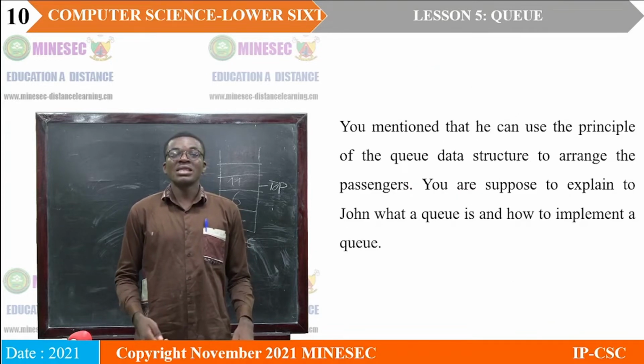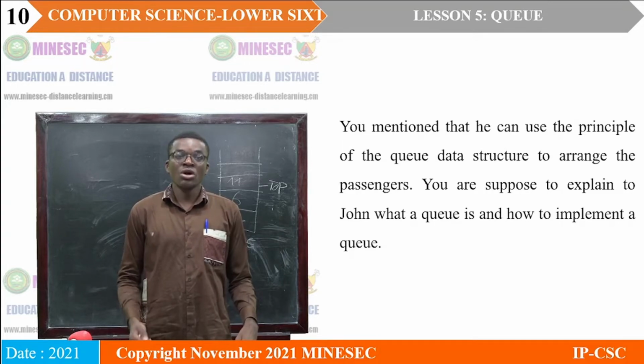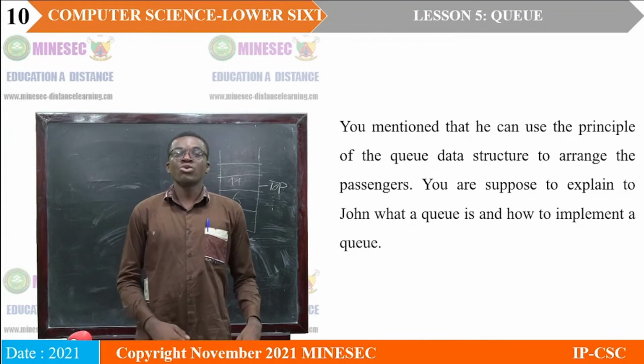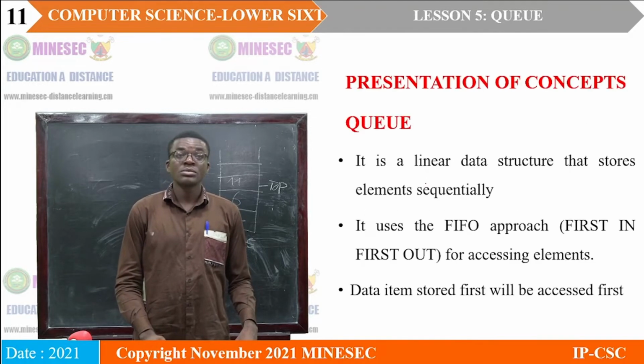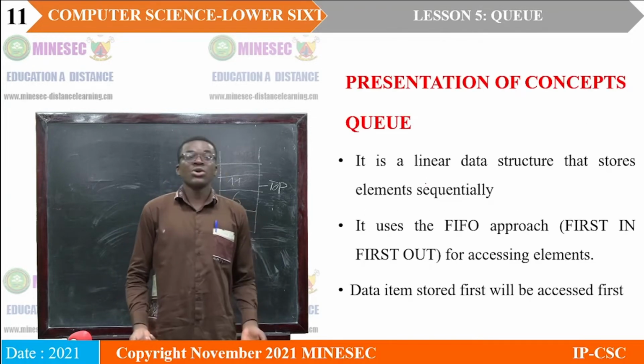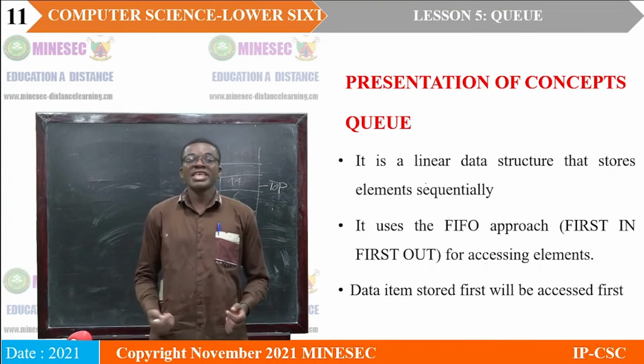You mentioned that he can use the principle of queue data structure to arrange the passengers. You are supposed to explain to John what a queue is and how to implement a queue. What's a queue? The first question is, what is a queue?